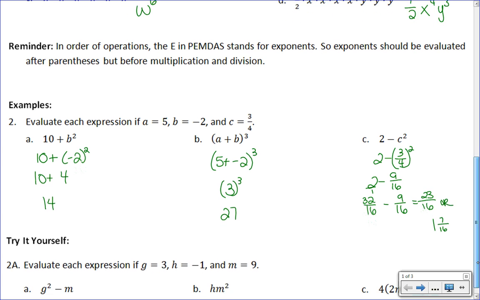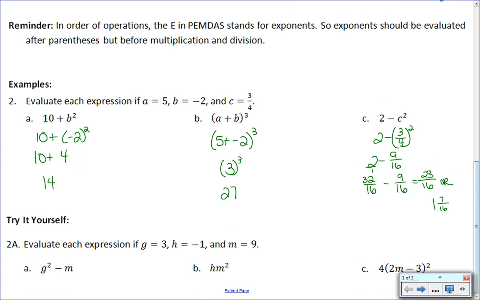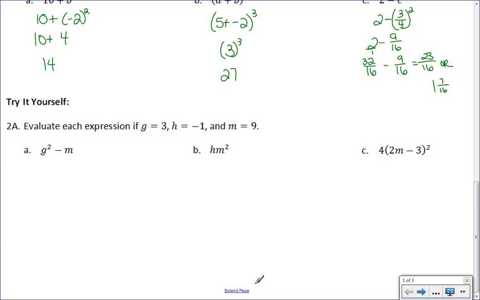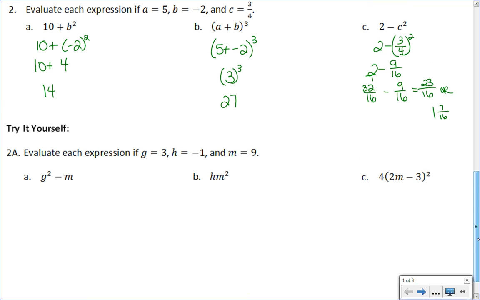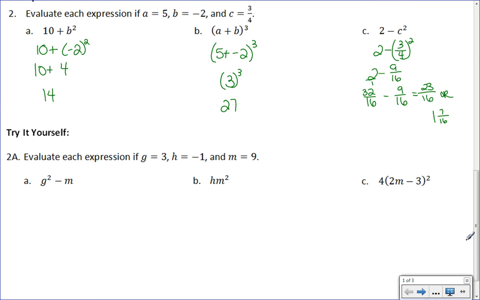Okay. So there's three try it yourself problems at the bottom of the page there. So pause the video and work through those 3 problems. When you're ready to check your answers, press play. Okay, for A, you should have gotten 0. For B, negative 81. And for C, 900.